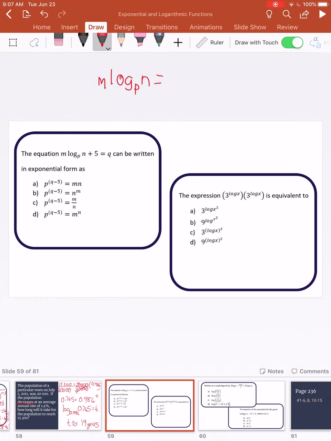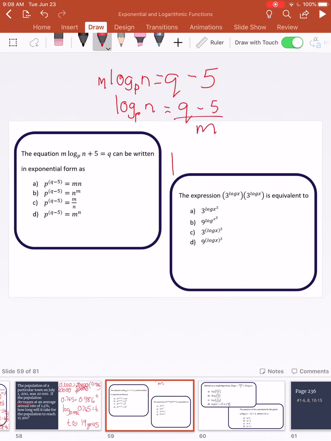The first thing I would do, though, no matter what, is I would subtract that 5 over, because you can't convert to an exponential form unless that logarithm is isolated, and right now that 5's in the way, so I need to move it over to isolate that logarithm. So now from here, I could divide the m over if I wanted. That's a possible answer.